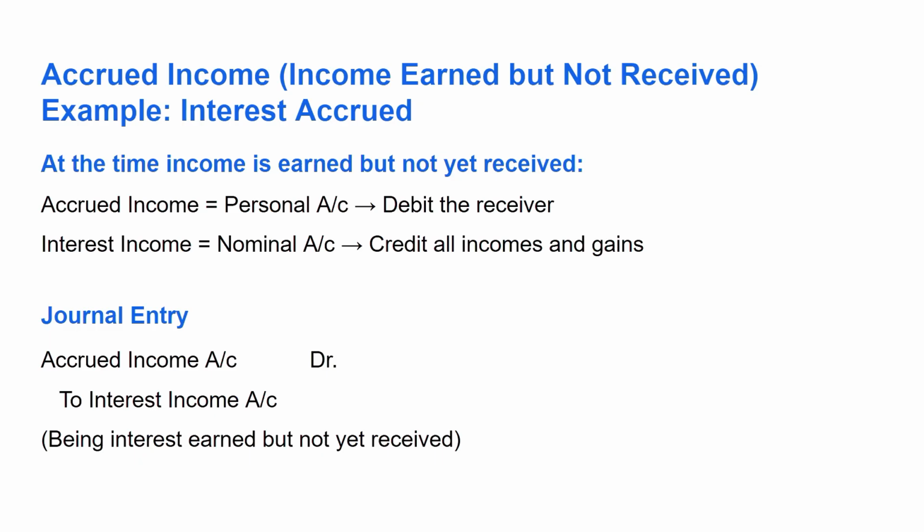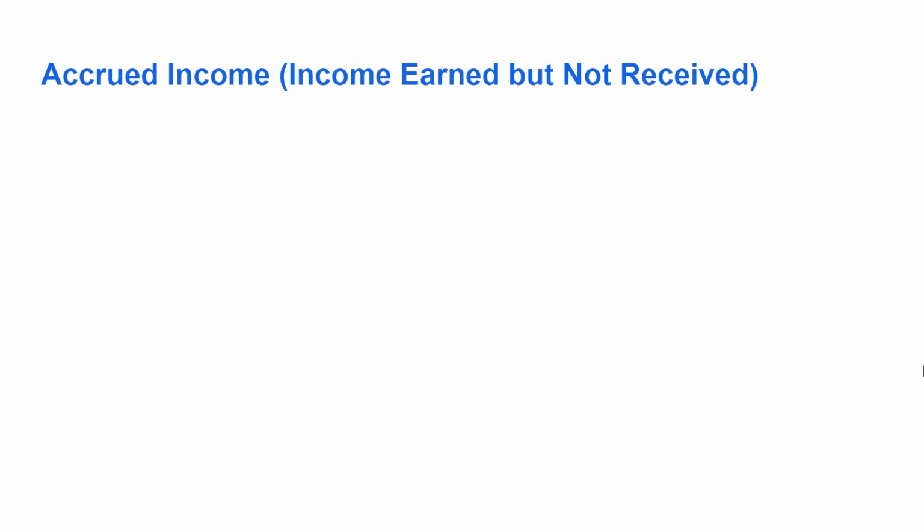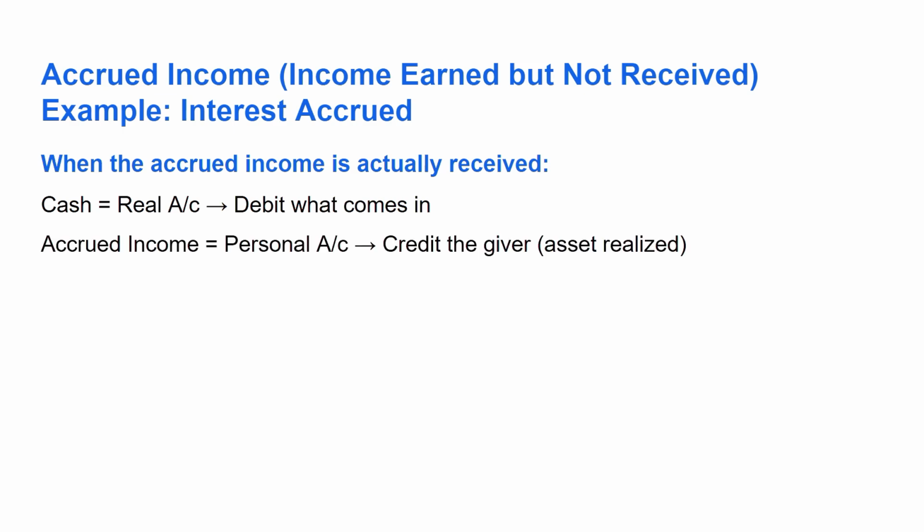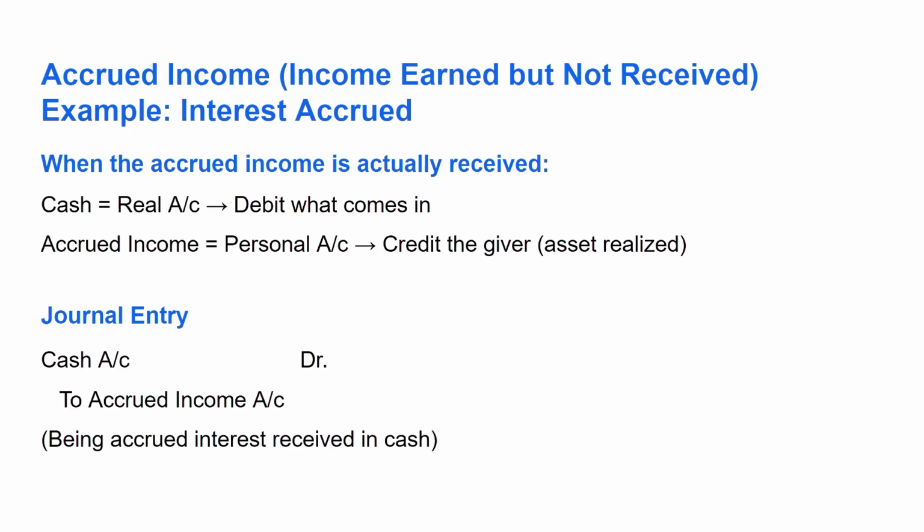Let's see the journal entry when we actually receive the money. Accrued income, income earned but not yet received. Example, interest accrued. When the accrued income is actually received, the two accounts affected are cash account and accrued income account. Cash account is a real account, and we debit what comes in. Accrued income is a personal account, credit the giver, that is asset realized. Journal entry: cash account debit to accrued income account. The narration is being accrued interest received in cash.